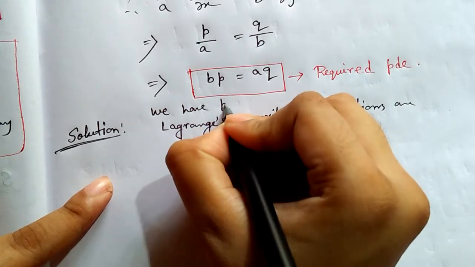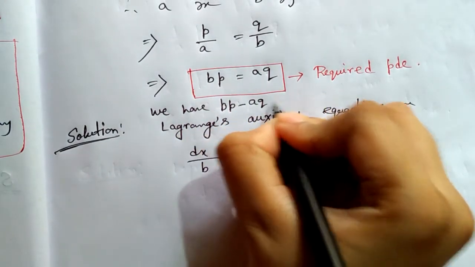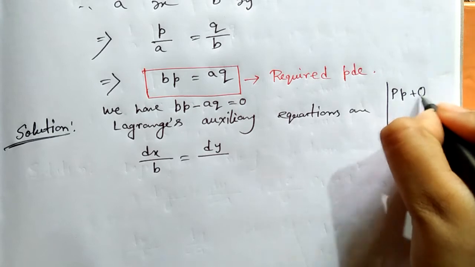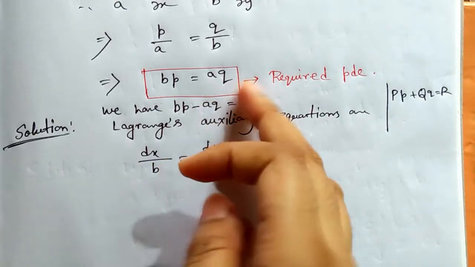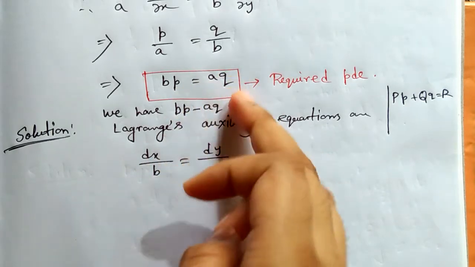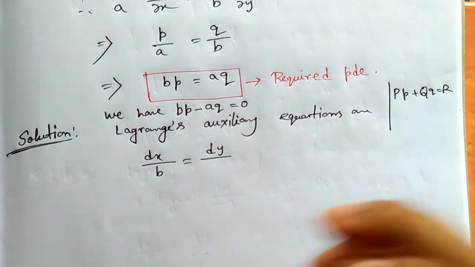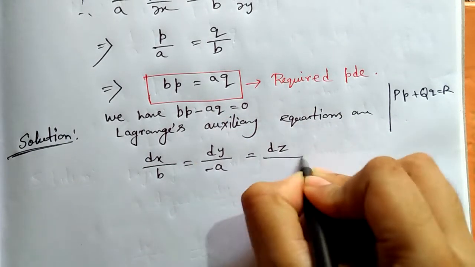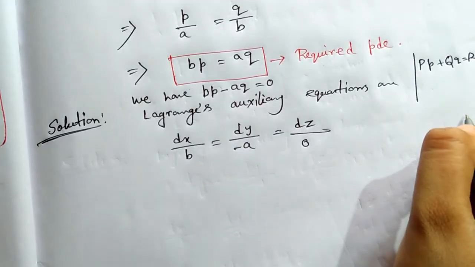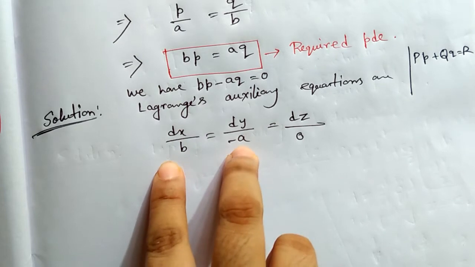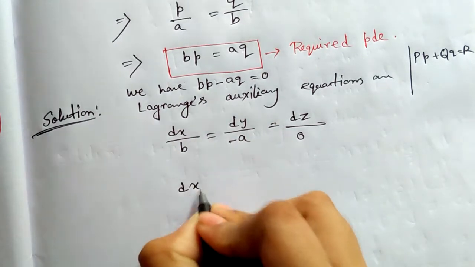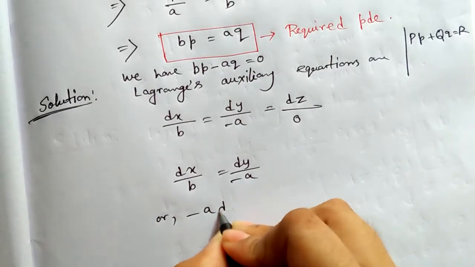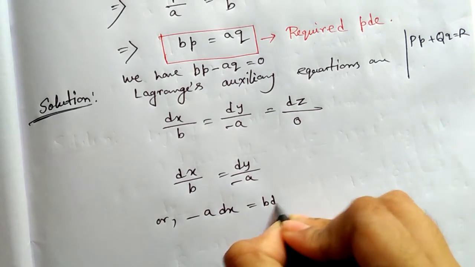We have BP minus AQ equal to 0 in this form, because the form is PP plus QQ equal to R. So we have to write this AQ on the left side in this way. So here the capital Q is minus A, then dz by 0, that is capital R. Now from these first two ratios we can get dx by b equal to dy by minus A, or minus A dx equal to b dy.